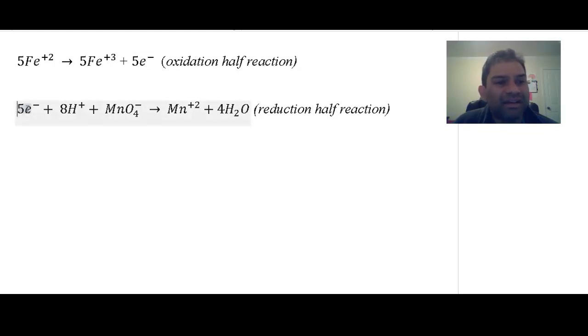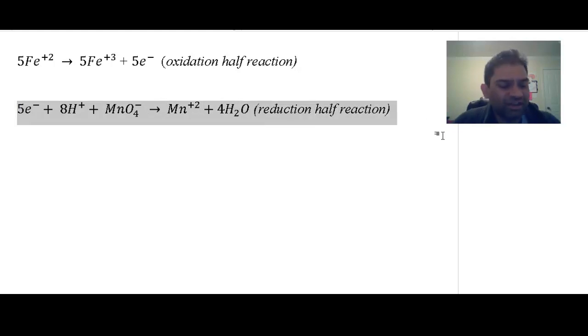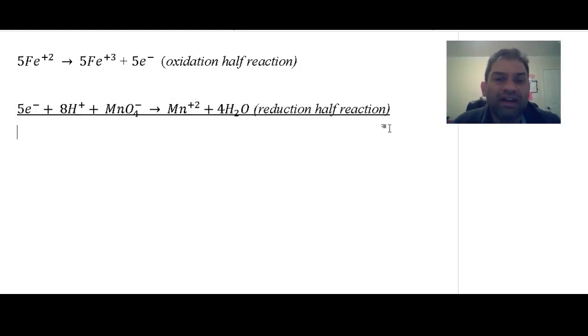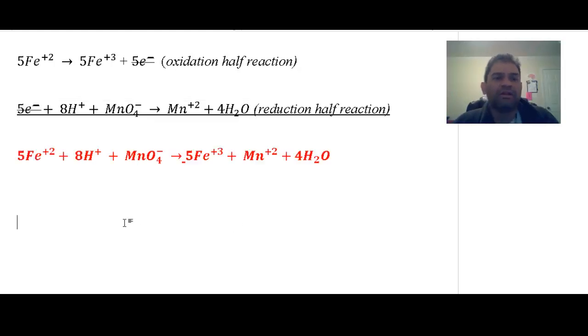Remember, it's absolutely critical that you realize there are no free electrons floating around. They're just not good. So I'm going to cancel out these 5 electrons with these 5 electrons. And I think nothing else cancels. So my final reaction is going to be my balanced oxidation reduction reaction. This is my final answer, a final balanced oxidation reduction reaction.